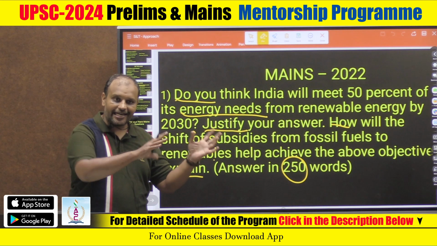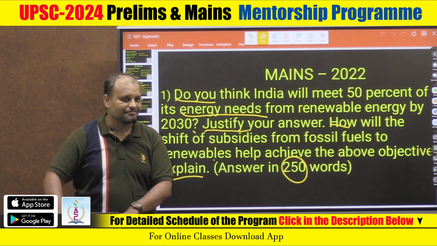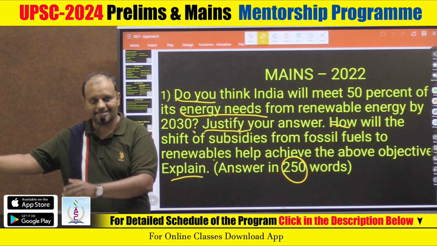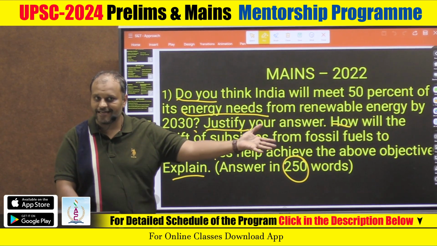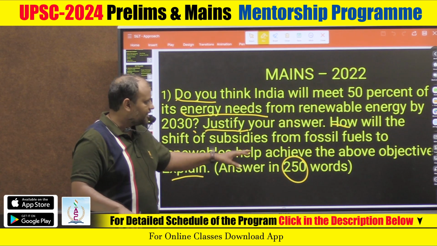Okay, is it correct to shift the entire subsidies to renewable? Definitely not. Everything has to happen in stages. So what should be the plan for it? What should be the path for it? Is the government doing that? Does the government have any plan? That is what you should mention here.